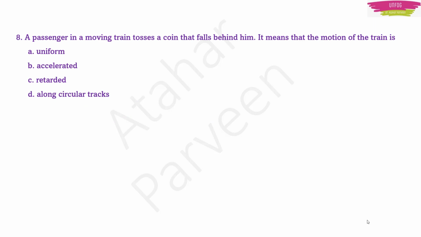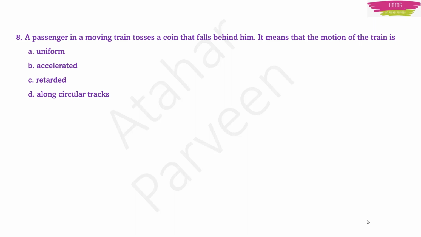Question number 8. A passenger in a moving train tosses a coin that falls behind him. It means that the motion of the train is uniform, accelerated, retarded, or along circular tracks. A passenger is moving in a train. He is tossing up the coin. Tossing up the coin means he is throwing that coin upwards. That coin will fall behind him. Now with this situation you have to tell whether the motion of the train is uniform, accelerated, retarded or along circular tracks.